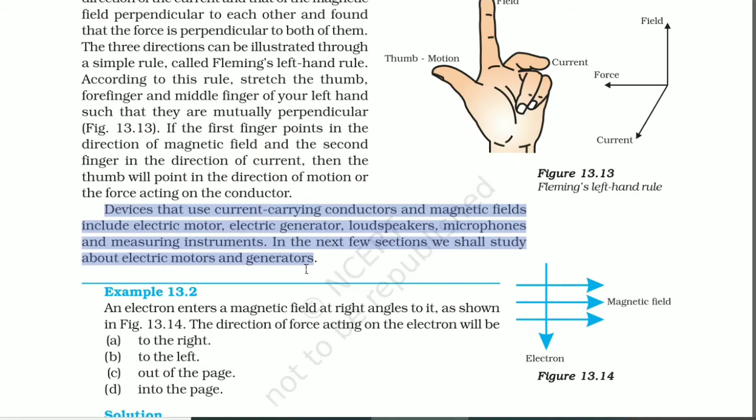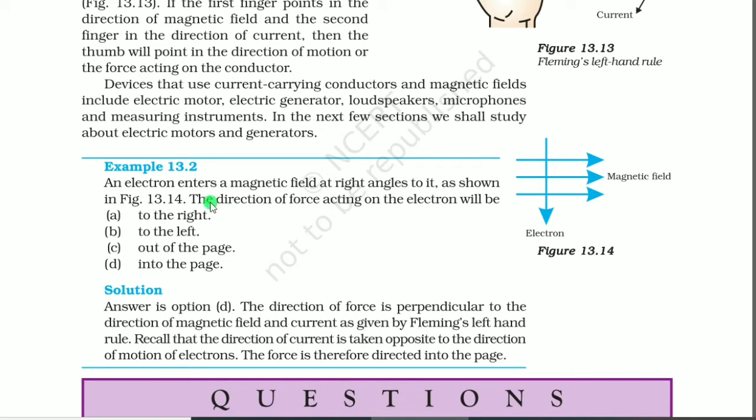Okay. Now this portion: Devices that use current-carrying conductors and magnetic fields include electric motor, electric generator, loudspeakers, microphones and measuring instruments. In the next few sections we shall study about electric motors and generators. So this is the backbone of using the motors. So the motor is working in this way. You can see motors are used in different fields. Now, an example; if you just read the example you can understand.